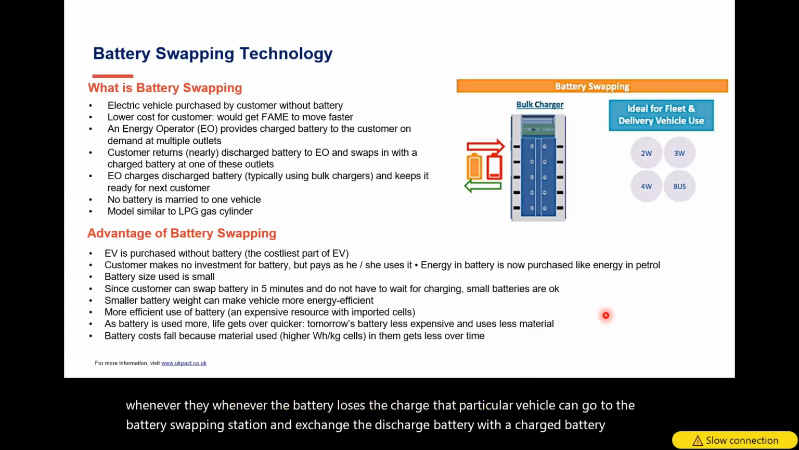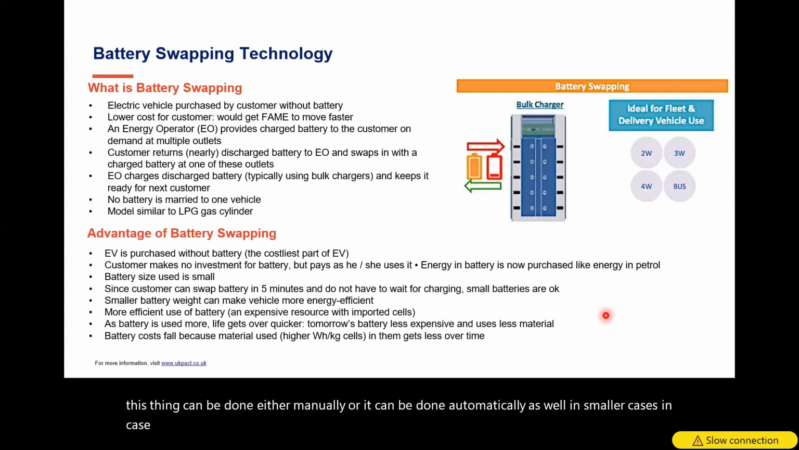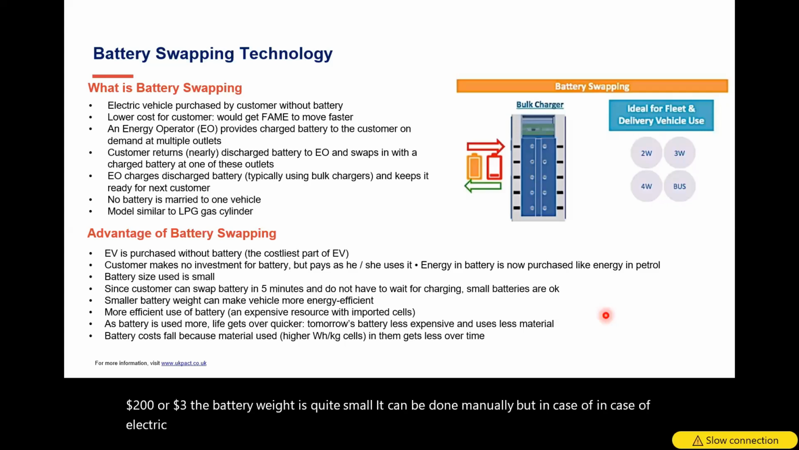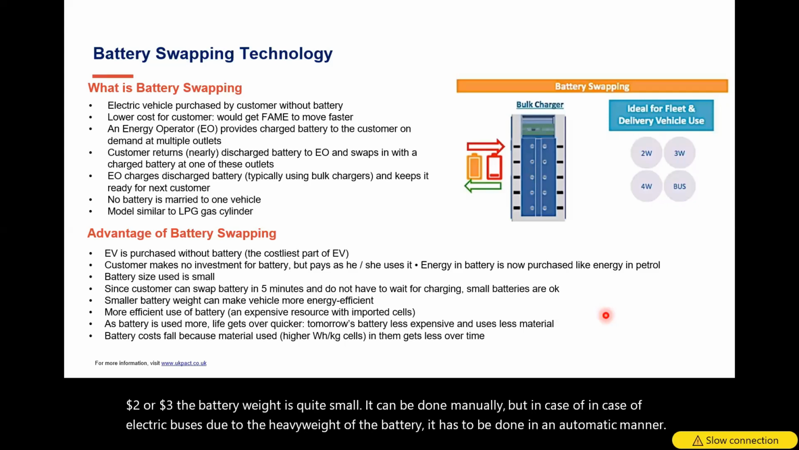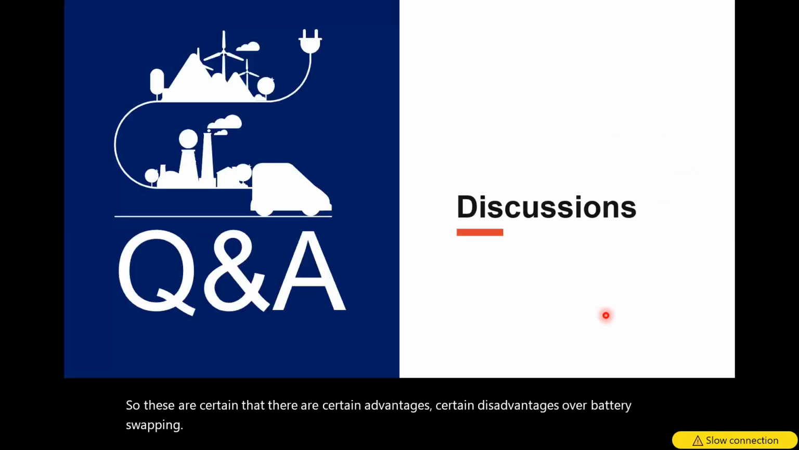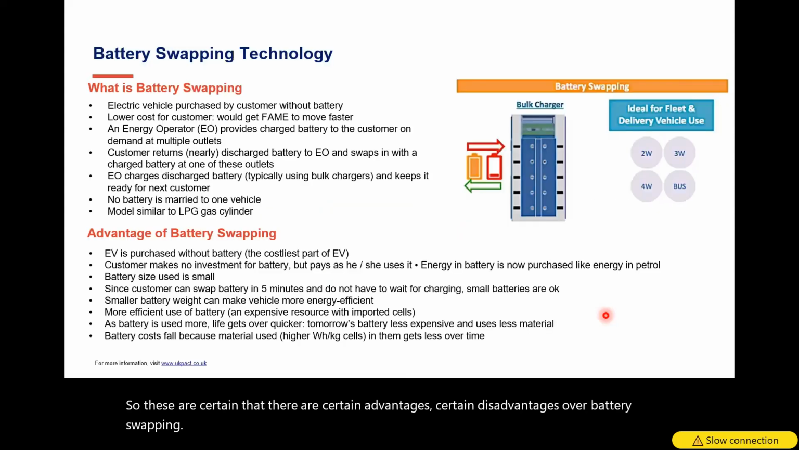This can be done manually or automatically. In smaller cases, like two-wheelers or three-wheelers, the battery weight is quite small, so it can be done manually. But in the case of electric buses, due to the heavy weight of the battery, it has to be done in an automatic manner. So there are certain advantages and certain disadvantages of battery swapping. I think that's it from my side.